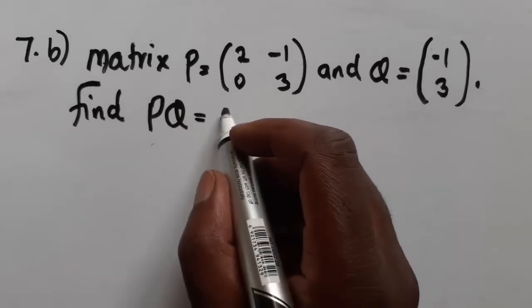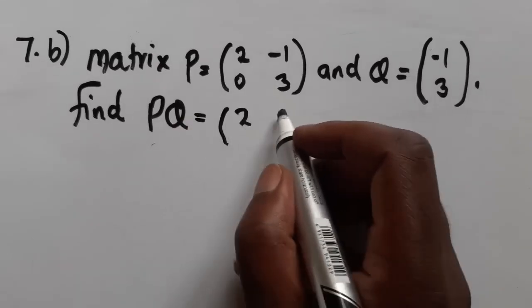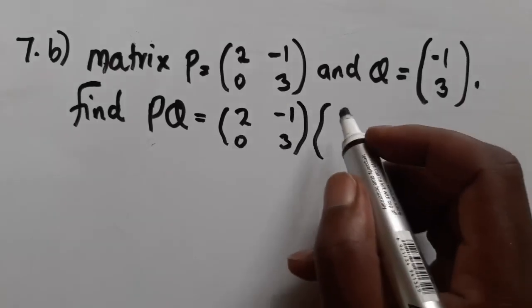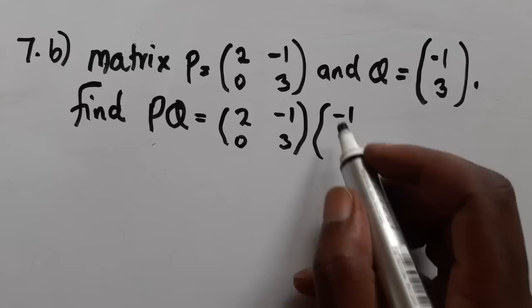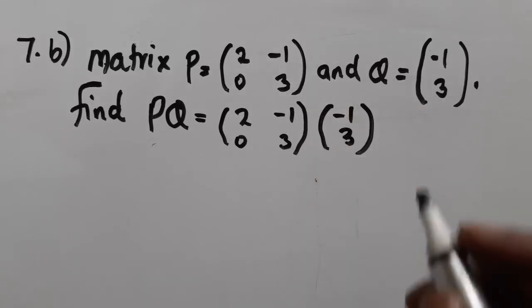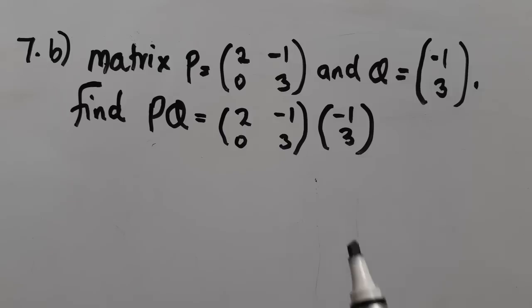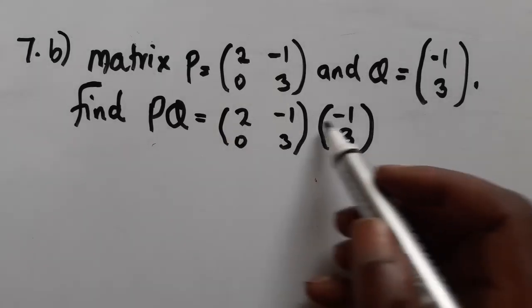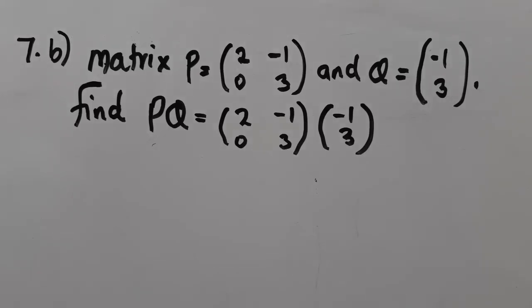P multiplied by Q is equal to 2, -1, 0, 3 multiplied by -1 and 3. So let's go ahead and multiply these matrices. How do we multiply matrices? Row by column, row by column.